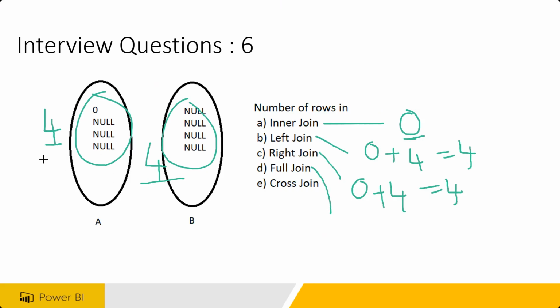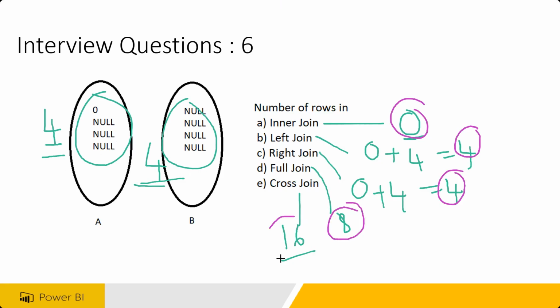Full join will be 4 plus 4 will be 8. Cross join 4 into 4 will be 16. So this is the final answer. Clear? 0, 4 and 4 and 8 and 16. This is the final answer. Okay, guys?